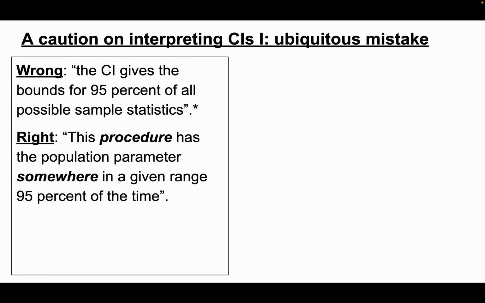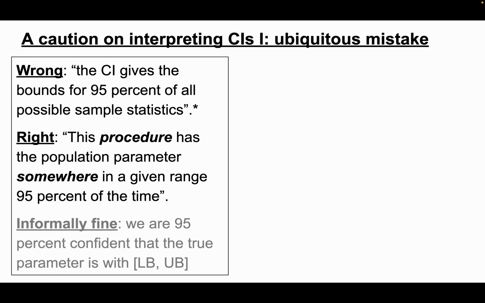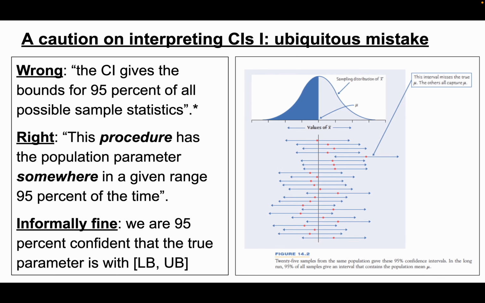So the correct interpretation is that this procedure has the population parameter somewhere in a given range 95% of the time, or informally, fine, we're 95% confident that the true parameter is within the lower bound and the upper bound. And this is an example, right? So this is yet another simulation. This is one our book shows. Note that in this case, if you happen to get this sample mean here and calculated your CI, that does not give you the bounds for 95% of all possible sample statistics right here. These are the bounds, but this presumes that we know mu.